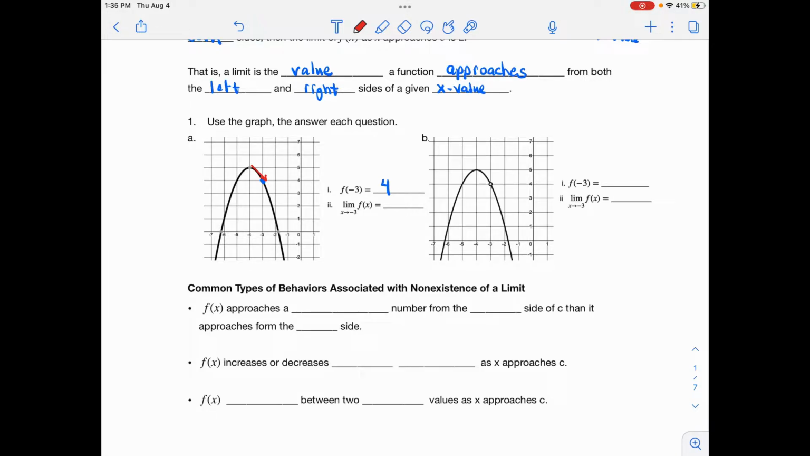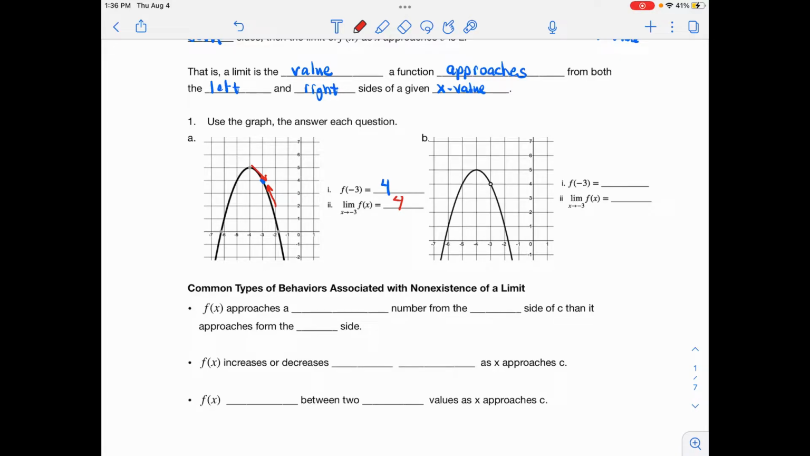And then likewise from the right-hand side, it also seems to be below a height of 4, but getting closer and closer to the height of 4 as I go from -2 up to -3 on the axis. So that means my y values are approaching a height of 4. So therefore my limit as x approaches -3 of f of x is also 4.